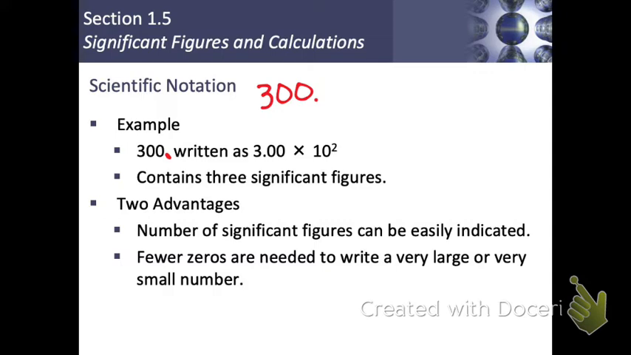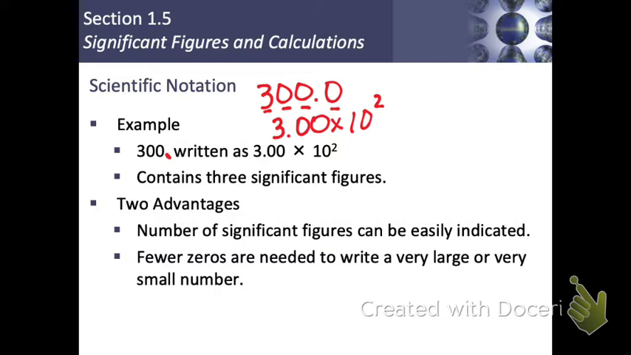I don't like that. Okay? 300 with a decimal place assumes there's a 0 that follows that. So that would be how many sig figs? 4. So that would violate my rule. If I needed 300 with 3 sig figs, the only way I can do that is to put it into scientific notation. 3.00 times 10 to the second.